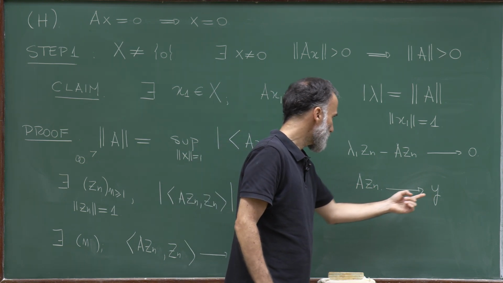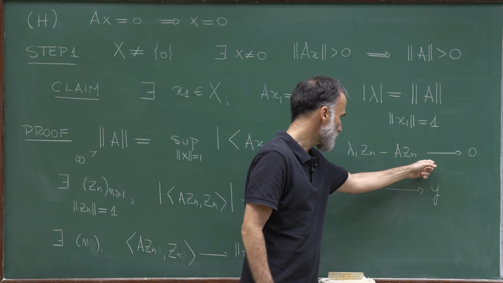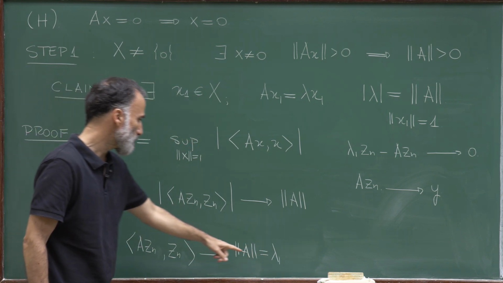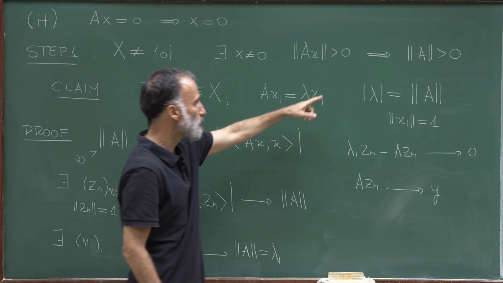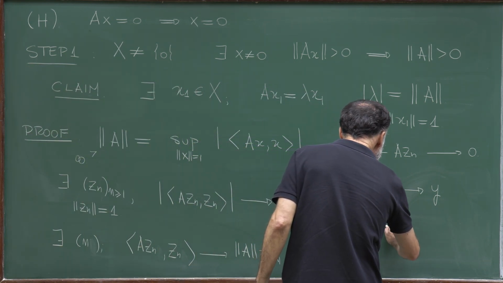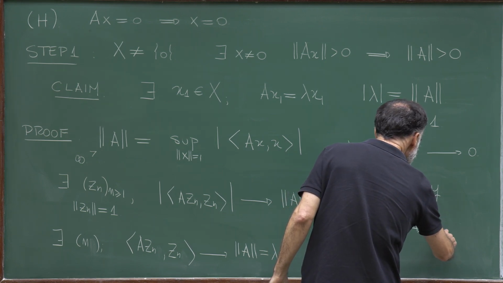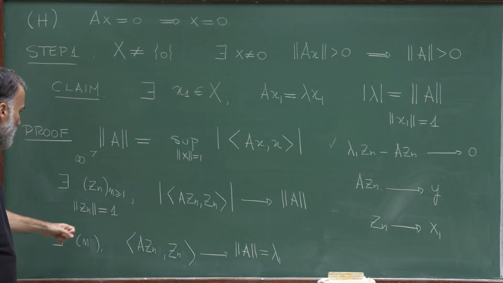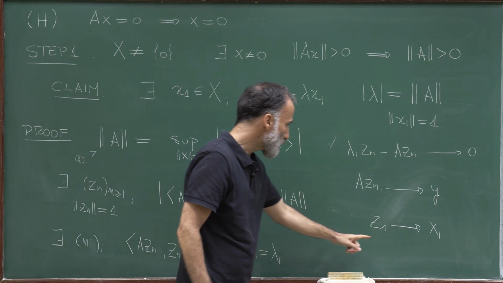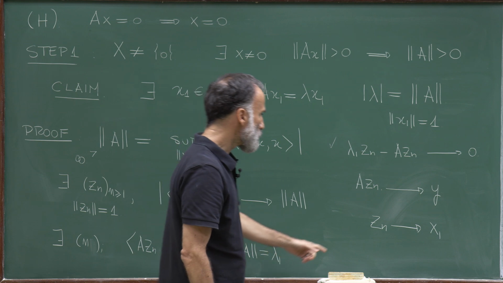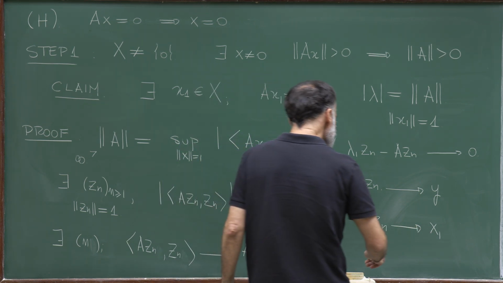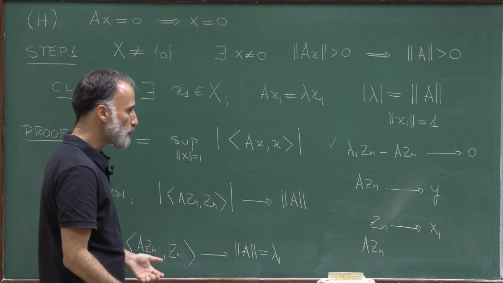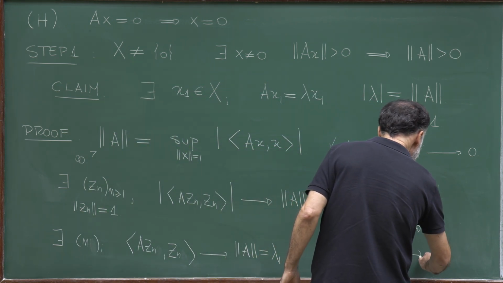Since A Zn is converging, and lambda 1 Zn minus A Zn is converging, this means that lambda 1 Zn is converging. And since lambda 1 is different from 0, because lambda 1 is the norm of A, and the norm of A is strictly positive, this means that actually Zn is converging. So we deduced from the fact that A is compact and Zn has norm equal to 1, that actually Zn converges. So Zn converges to x1. This means that A Zn, because A is compact and therefore bounded, converges to A x1.